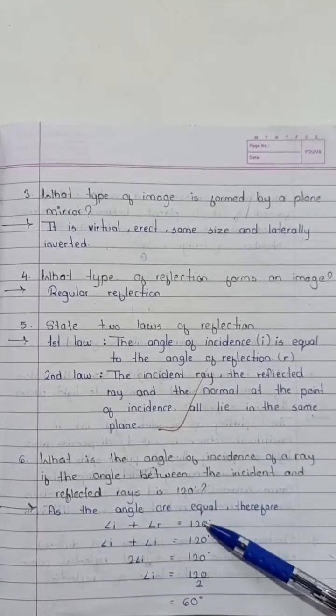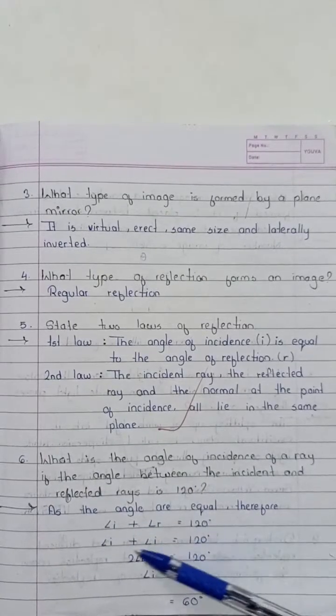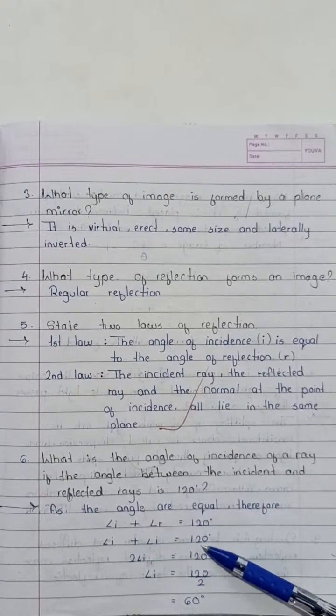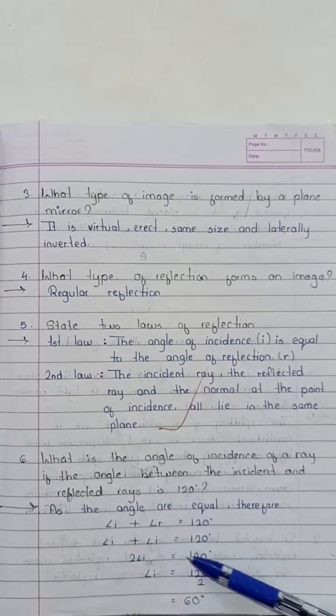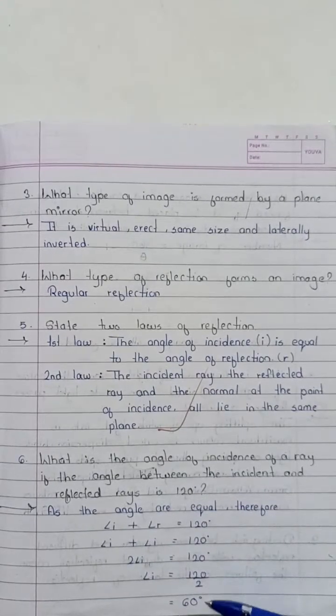As the angles are equal, therefore, angle I plus angle R is equal to 120 degrees. Angle I plus angle I is equal to 120 degrees. 2 angle I is equal to 120 degrees. Angle I is equal to 120 upon 2, which is equal to 60 degrees. Angle I is equal to 60 degrees.